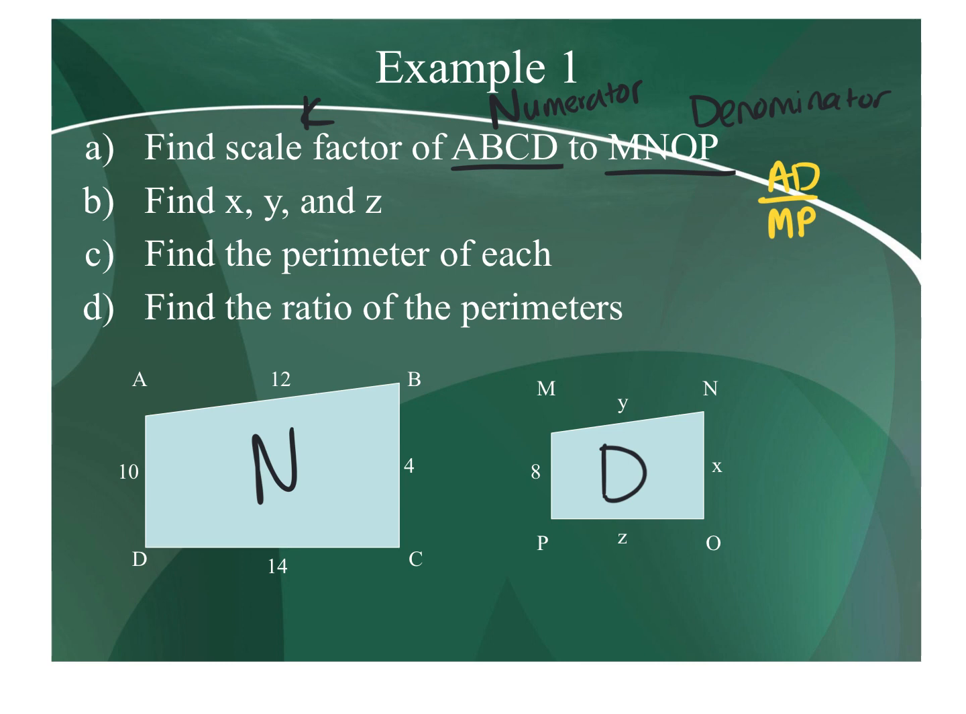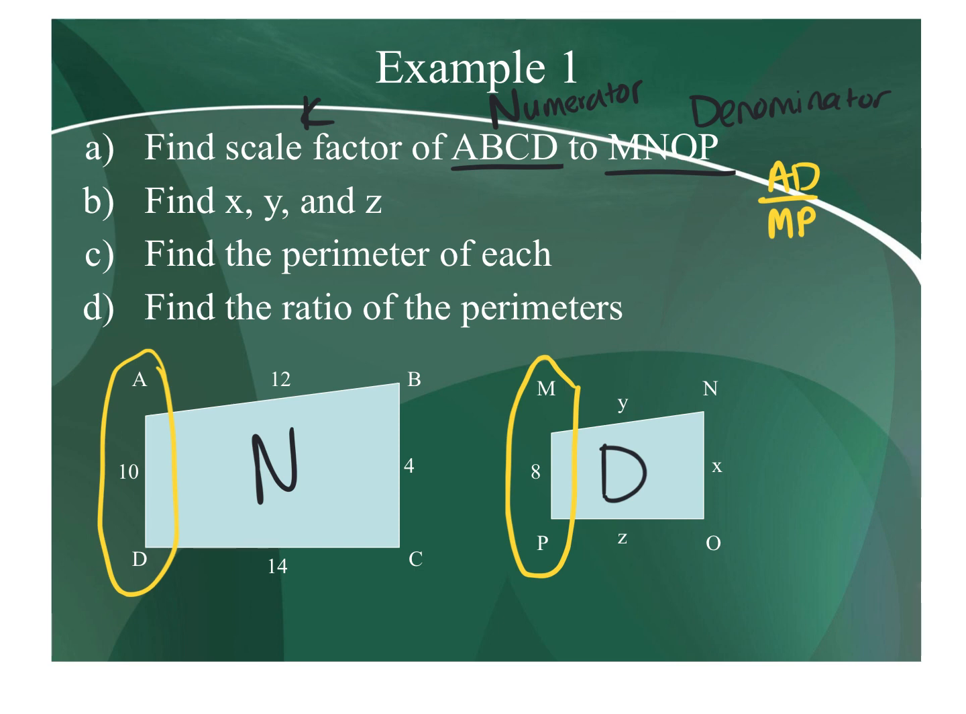Now, you cannot write MP over AD. Why does AD have to go on the top? It's from the numerator figure. Do you guys see that? AD is on this left side, part of the numerator figure. MP is on the right side, part of the denominator figure. Yes?